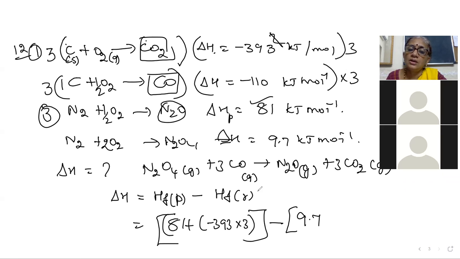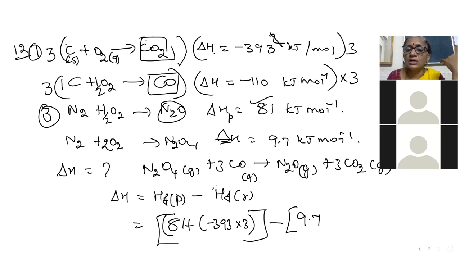You understand? So when we use Hess law, when we add all these equations according to the requirement, whichever substance is on the reactant side, you try to keep the equation as it is, and whichever is on the product side, if it is already in the original equation on the reactant side, we will just reverse the sign and use.